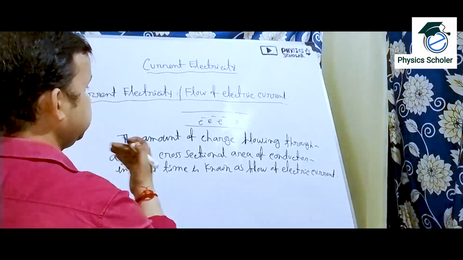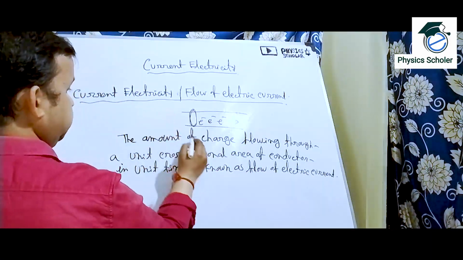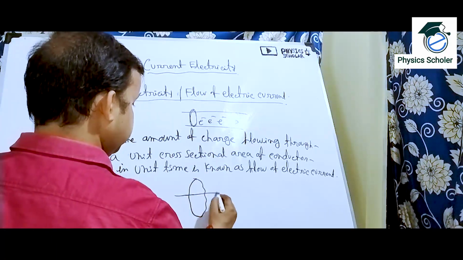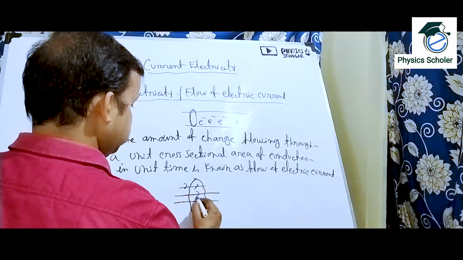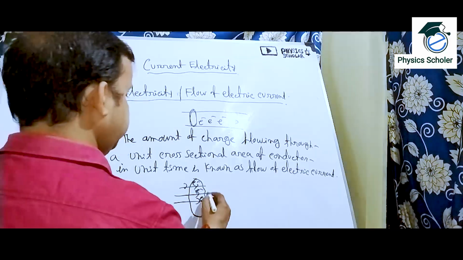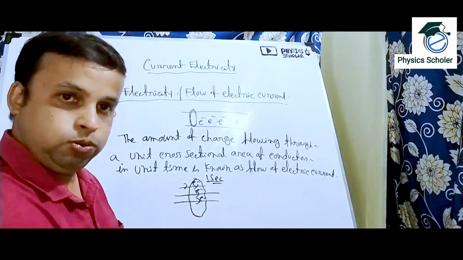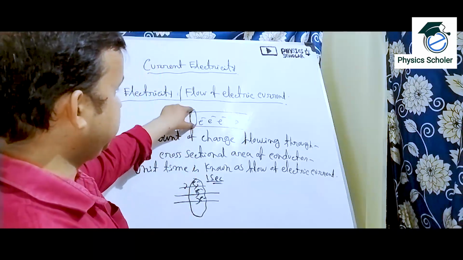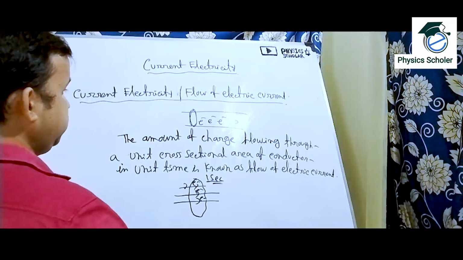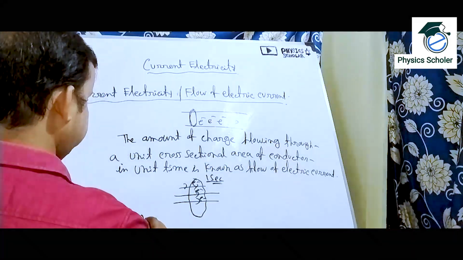That means, suppose we are taking a unit cross sectional area. Suppose this is the unit cross sectional area of this conductor. The number of electrons, the amount of charge that flows through it in unit time, that means in 1 second, is known as the flow of electric current through this conductor, and the unit of this is ampere.